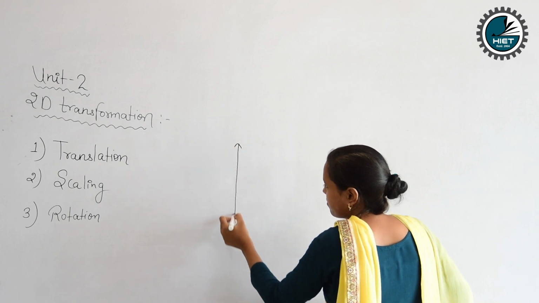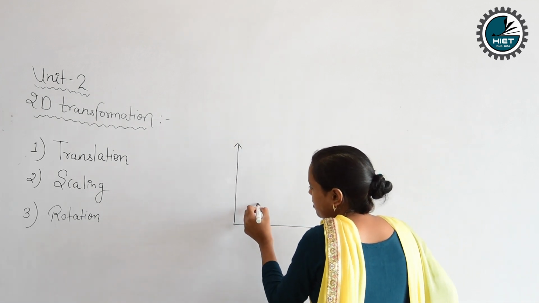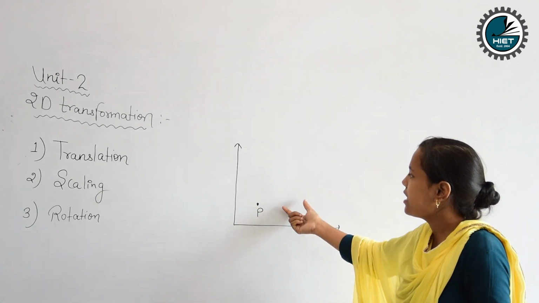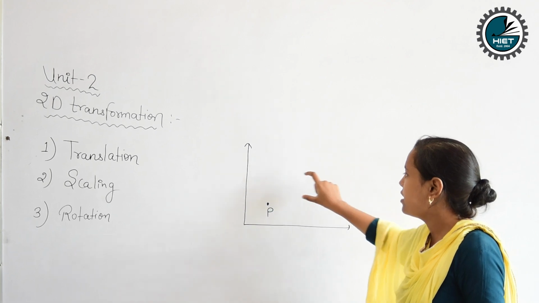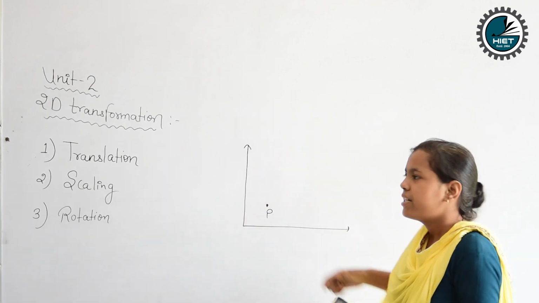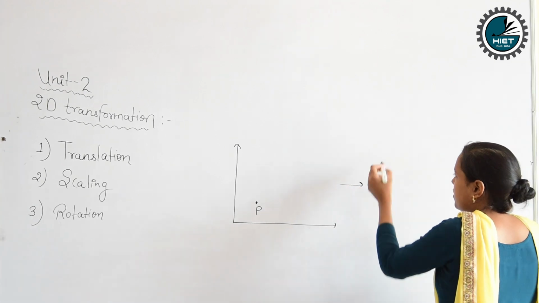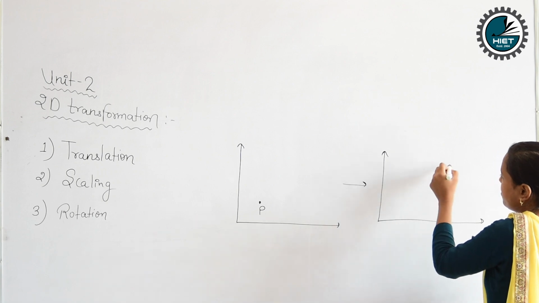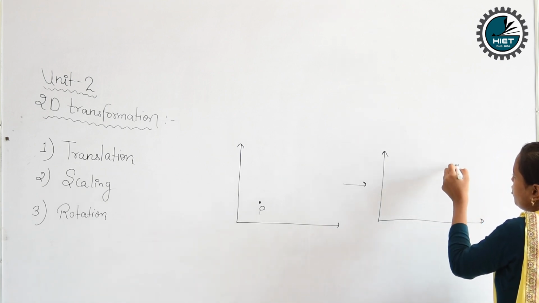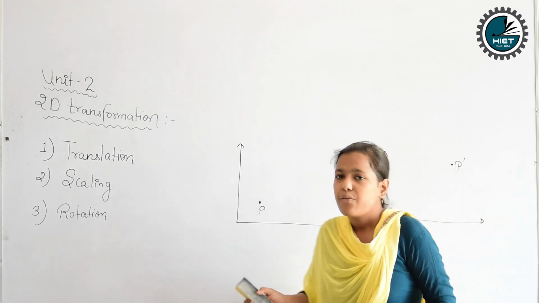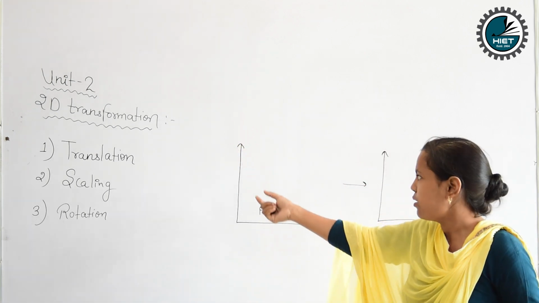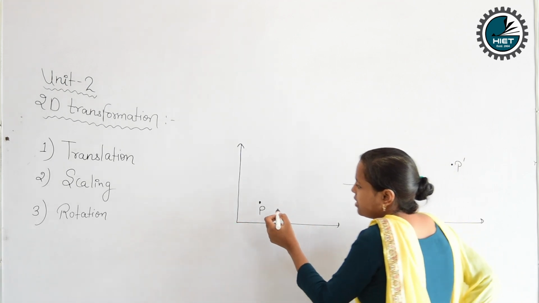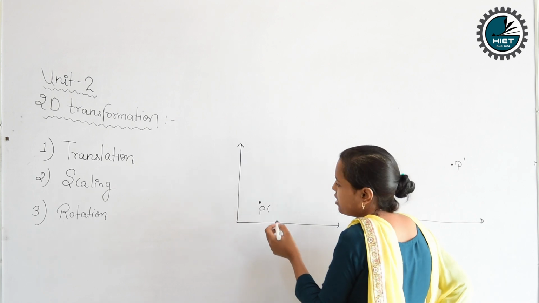For example, I have a point which is P. So I want to rearrange or shift the point along the x and y axis. After rearranging the point, it will change position and the new point will be P dash. So we are always applying the transformation on a particular point or a particular object, which is nothing but the old object, or we can say old point.